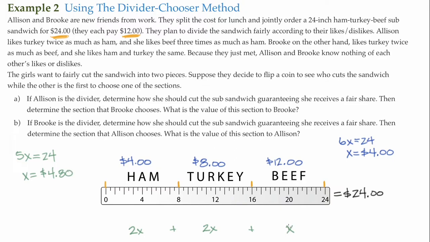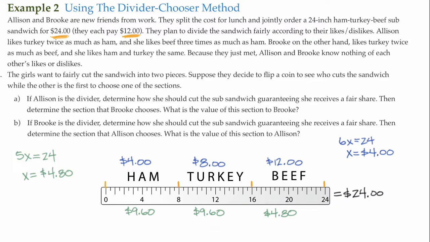So if this is X here, the beef portion to Brooke, that's $4.80. The turkey portion is worth twice as much. It's $9.60. The same for the ham. So you can see how they value the portions differently. So now we'll continue on.